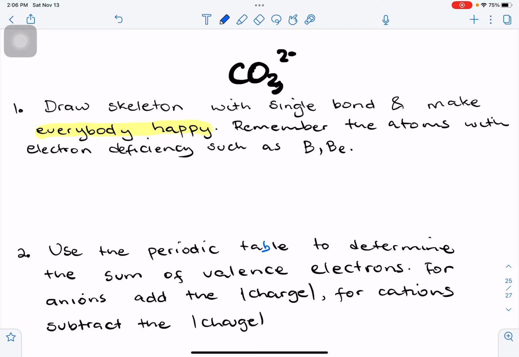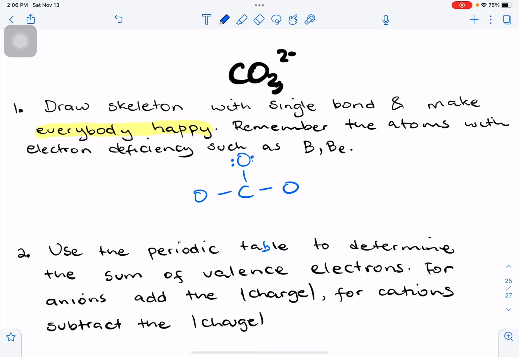Here we have a carbonate ion, one of the polyatomic ions that you need to know, CO3 2-. So for the first step, we're going to draw the skeleton. So we have 1 C and 3 O's. So we just draw them and we make sure that everybody's happy.